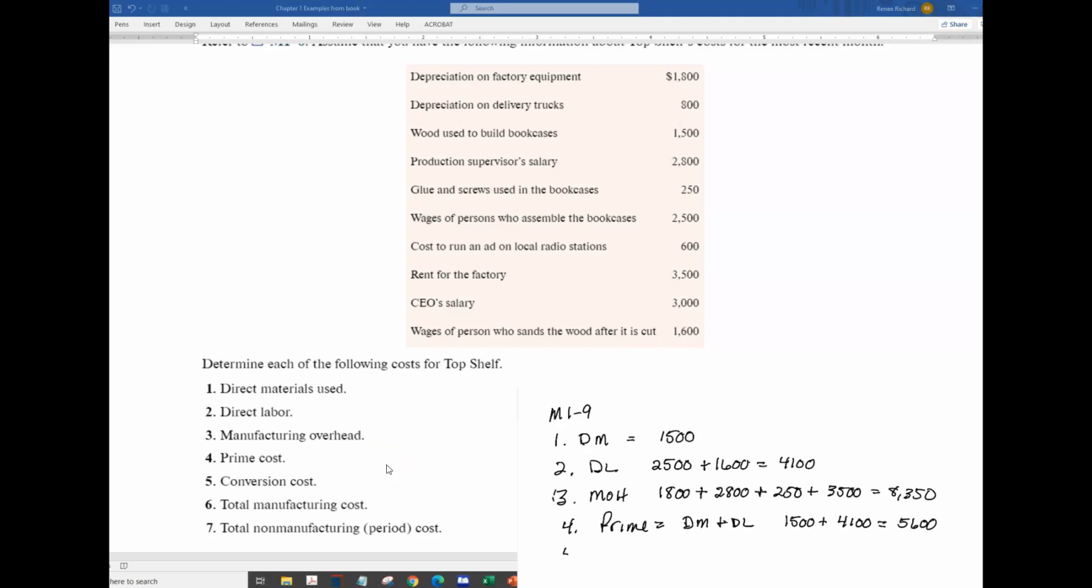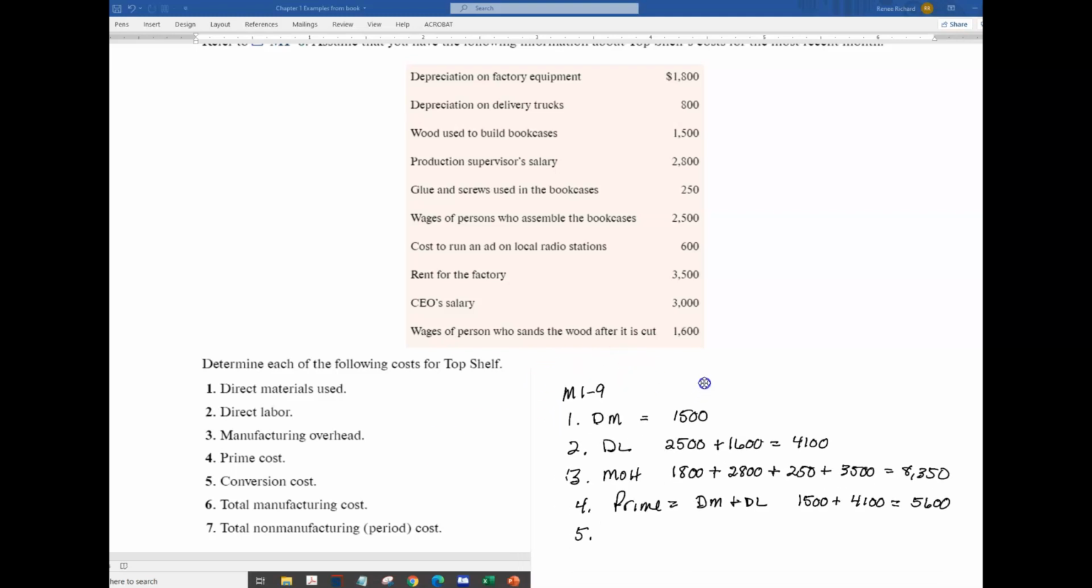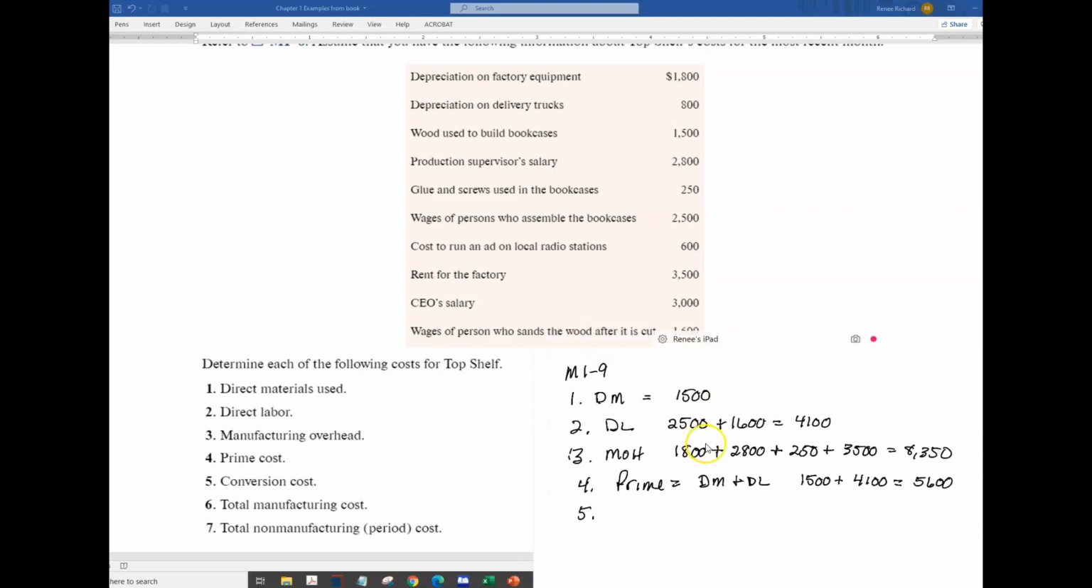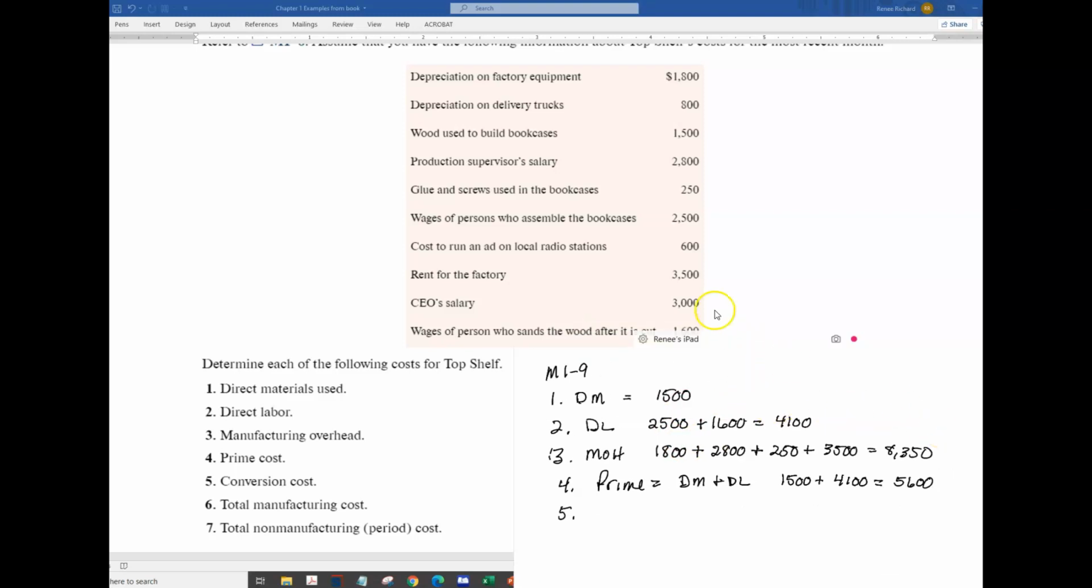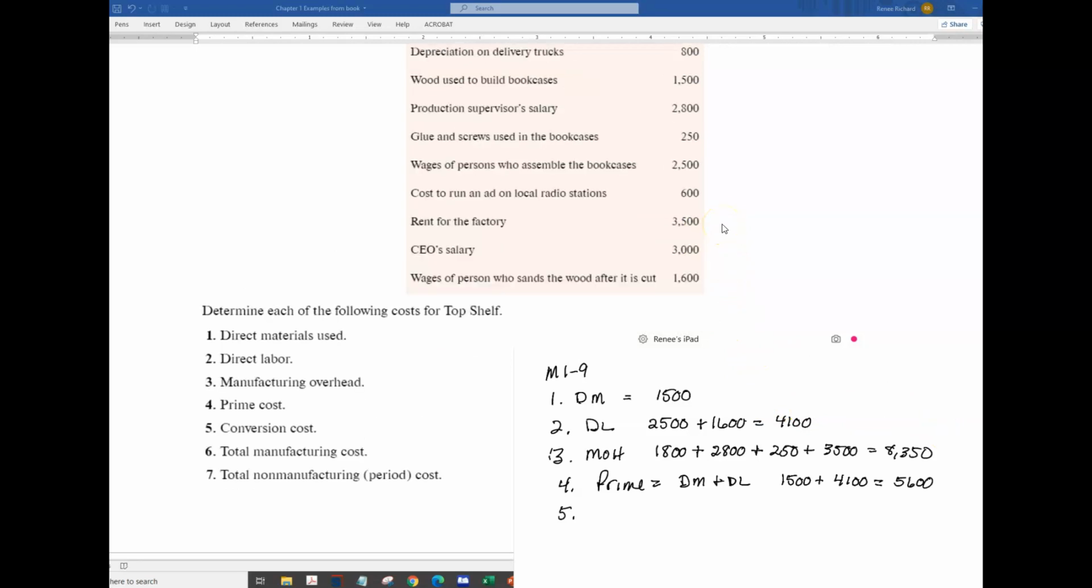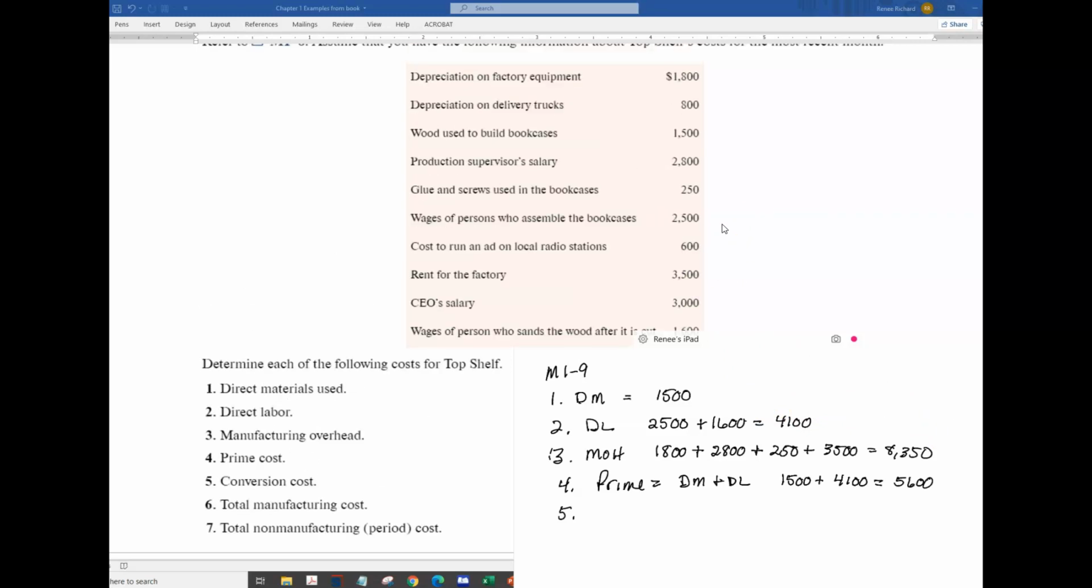Okay, number 5. Let me move this up just a tad. Conversion cost. Conversion cost equals direct labor plus manufacturing overhead. And we calculated direct labor to be 4,100, and we calculated manufacturing overhead to be 8,350. So that totals, sorry, I forgot to add that one up.